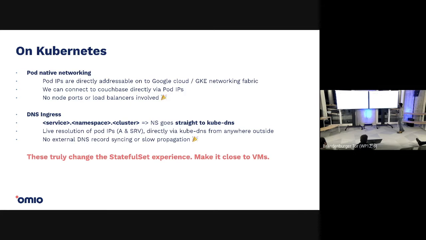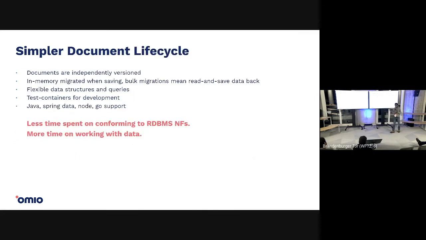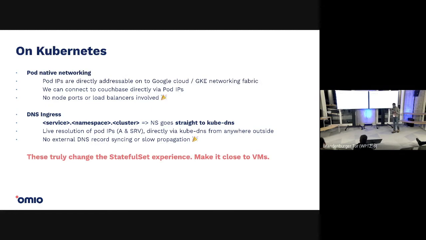Then on Kubernetes, right? Not sure about OpenShift, but on Google Kubernetes Engine, pod IPs are directly addressable. So if you are connected with your office VPN and so on, pod IPs just work.